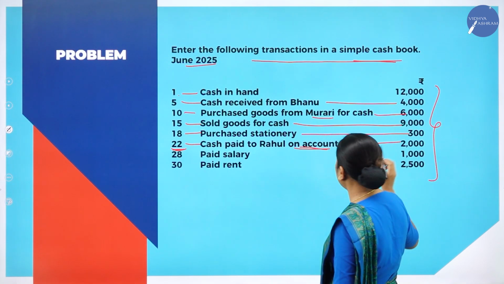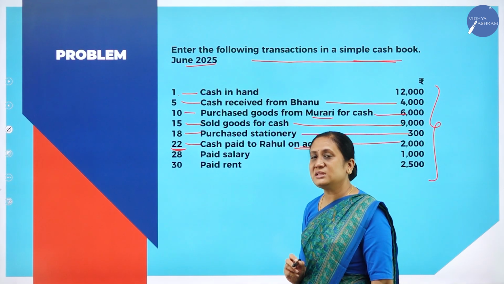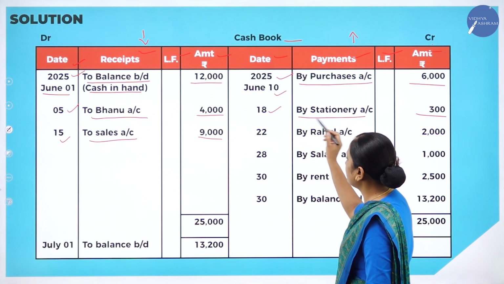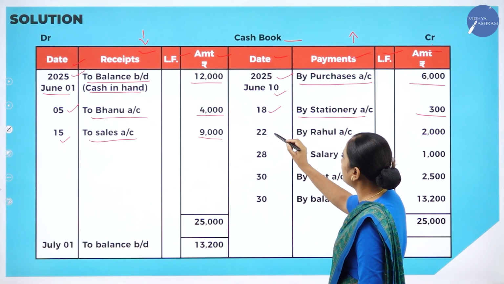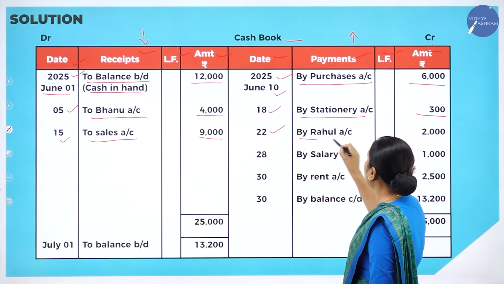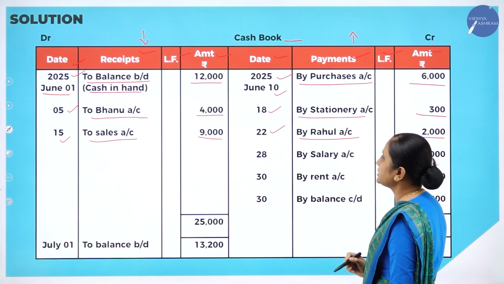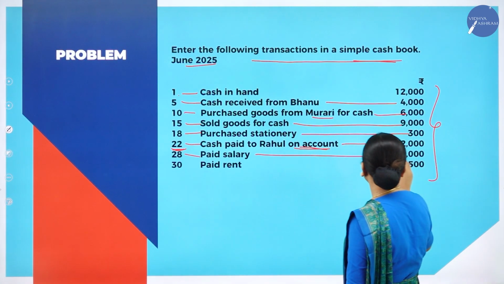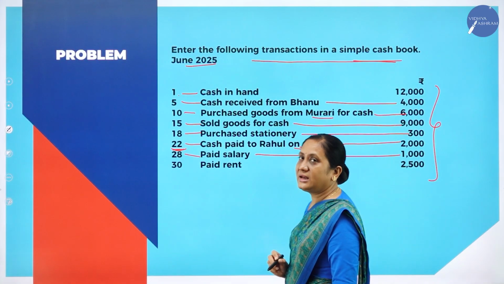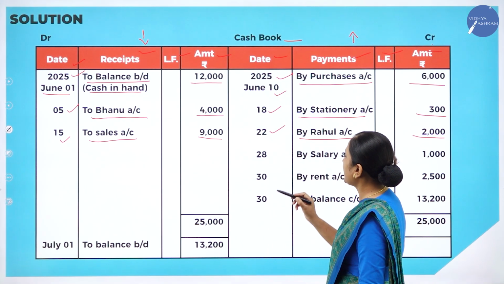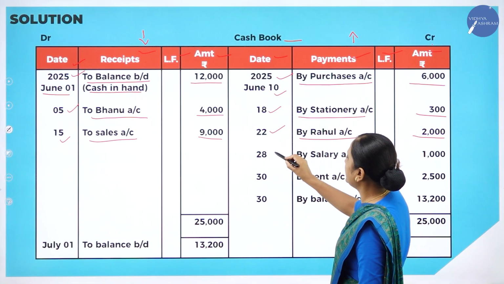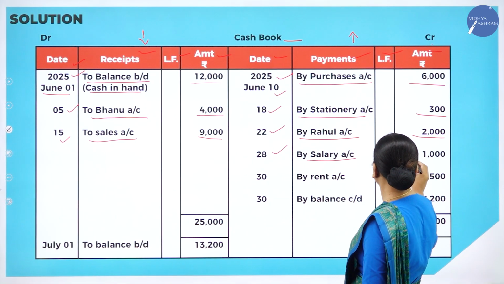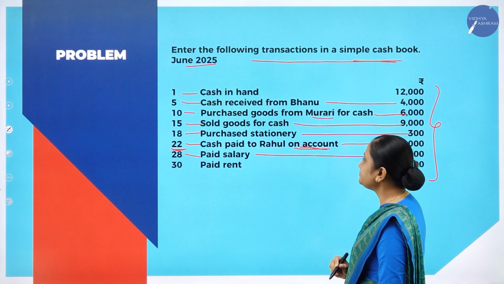That is the meaning of the term on account. Now they are paying how much? 2,000. Now they are paying means cash is going out, correct? So we should enter it on the payment side or credit side. 22, by Rahul account 2,000. Next, 28th, paid salary 1,000. Paid salary means what is happening to the cash? Cash is going out, correct? So on the credit side, 28, by salary account 1,000.